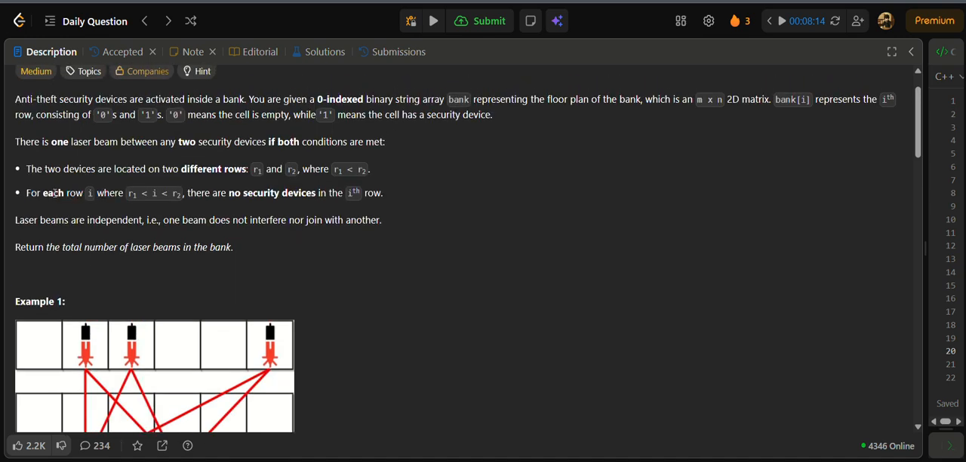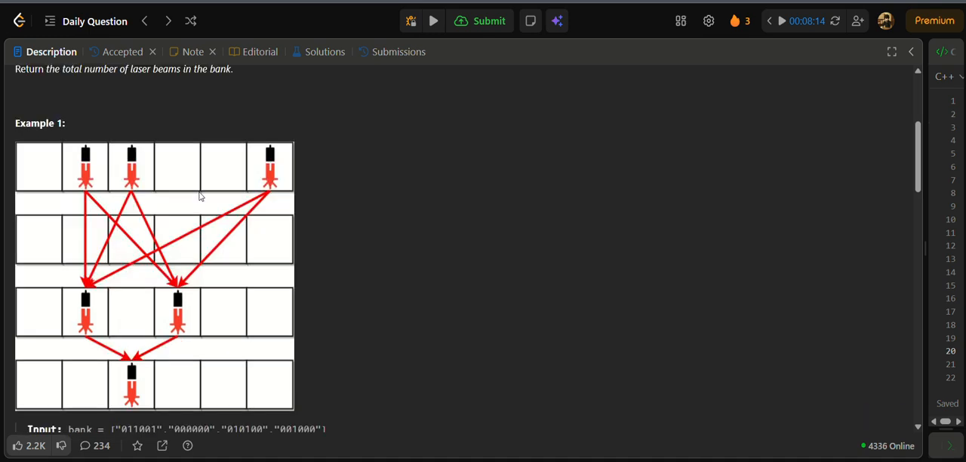For each row in between there is no security device, and the first condition is that the two devices are located in different rows. So let us understand how we will solve this. It is a simple question. We have to count only the laser beams.